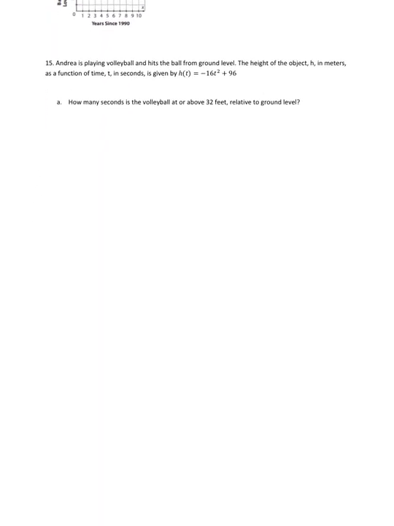Okay. Number 15 is straight from the notes that we did the other day. You have someone playing volleyball and they hit the ball from ground level. The height of the object represents h in meters and t represents time in seconds. And then you're given the equation that models the player hitting the ball. So I would take that equation and, step 1, I would graph the equation that you were given and see what it looks like. It wants to know how many seconds the volleyball is at or above 32 feet.